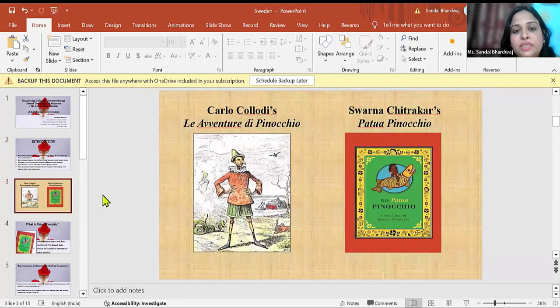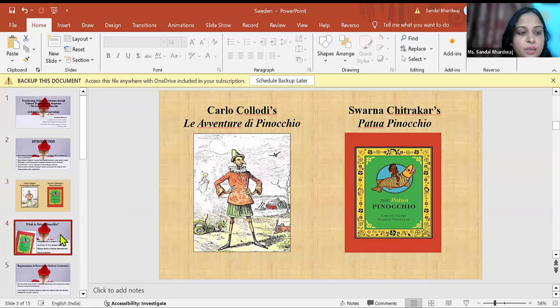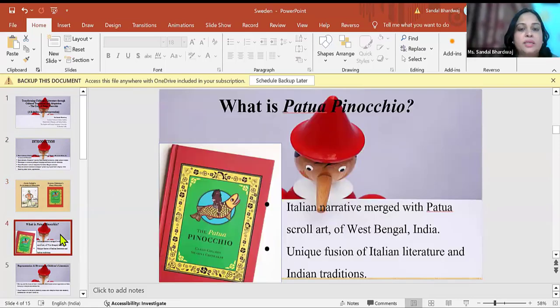So on the left hand side, you can see Carlo Collodi's Pinocchio and his transformation into Patua Pinocchio. Now the question arises, what is Patua Pinocchio? Patua Pinocchio is a culturally rich adaptation of Collodi's Pinocchio, created by the artist Swarna Chitrikar, an artist from West Bengal, India.